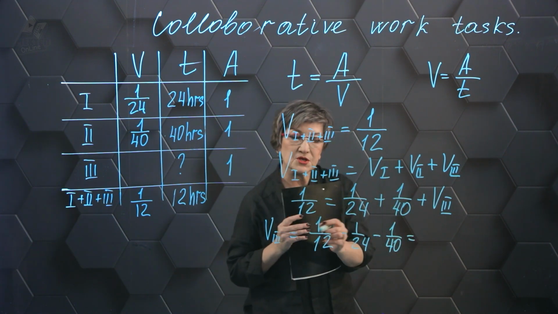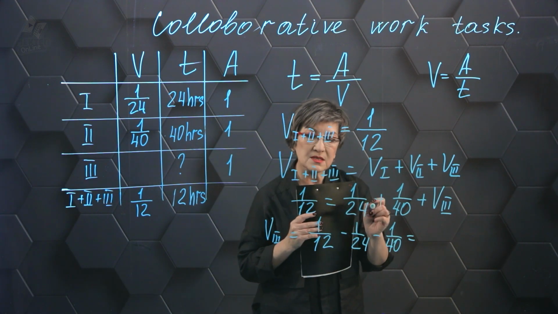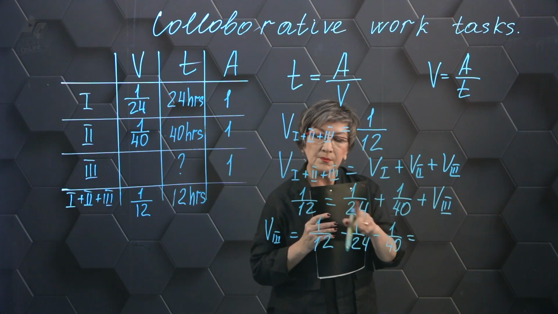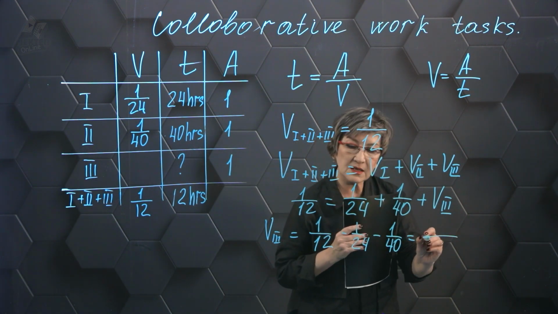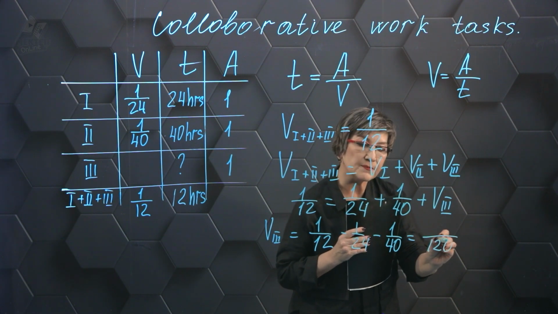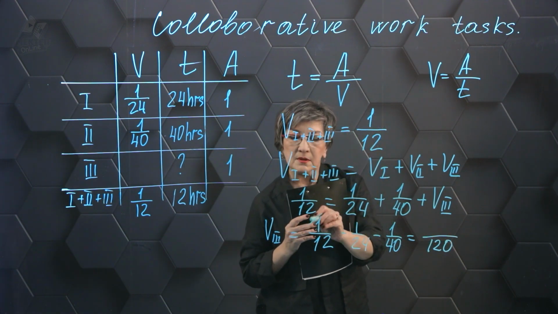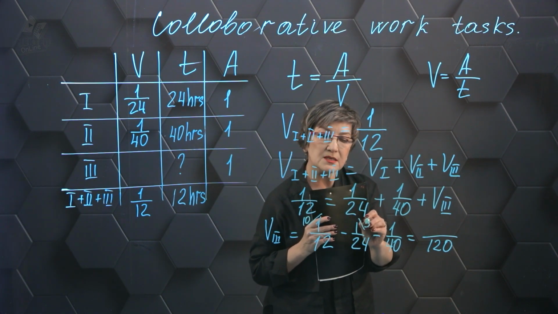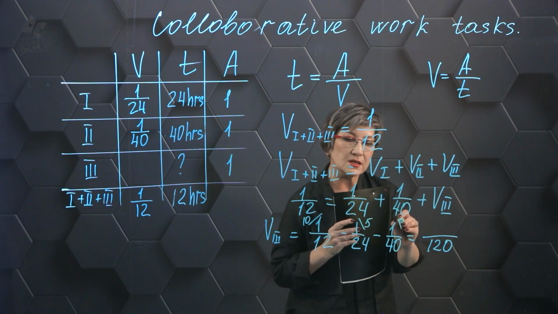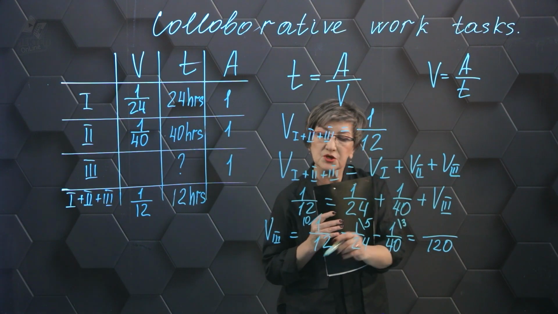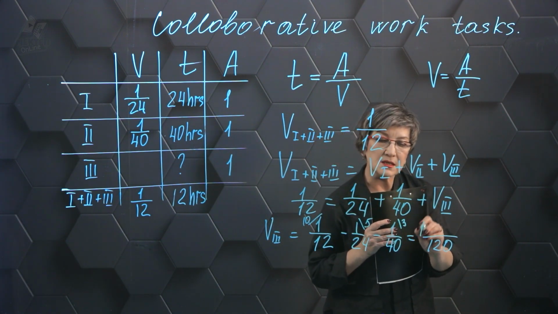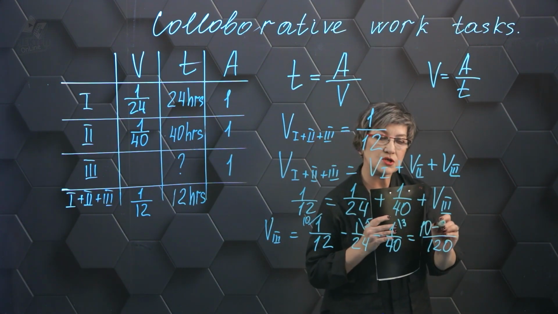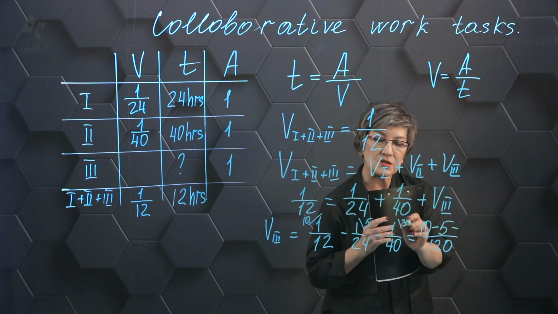As a result, let's calculate the common denominator and find the productivity. The common denominator is 120. The additional multiplier is 10, the additional multiplier is 5, and the additional multiplier is 3. The result is 10 times 1 is 10, minus 5 times 1 is 5, and minus 1 times 3 is 3.